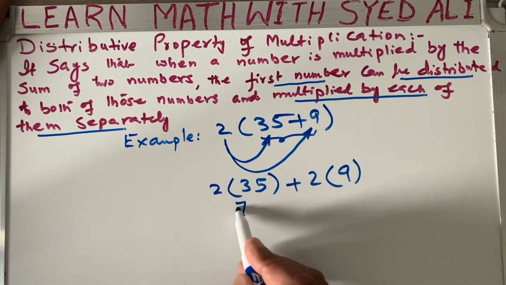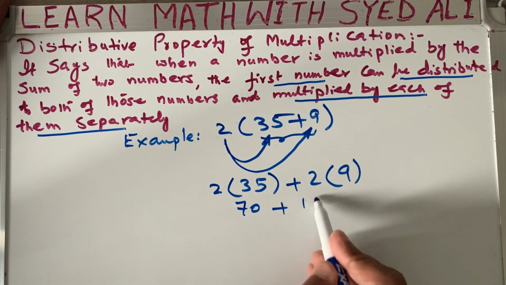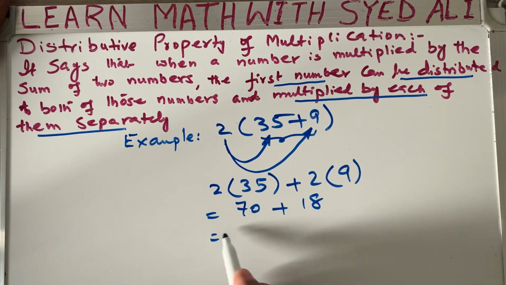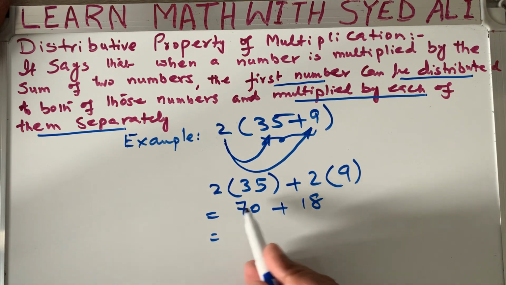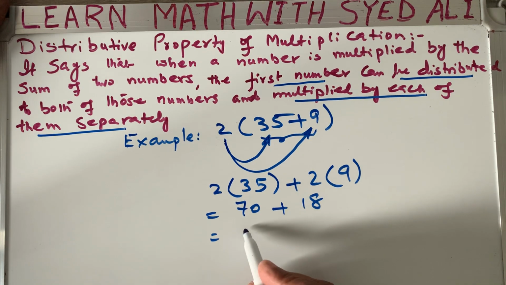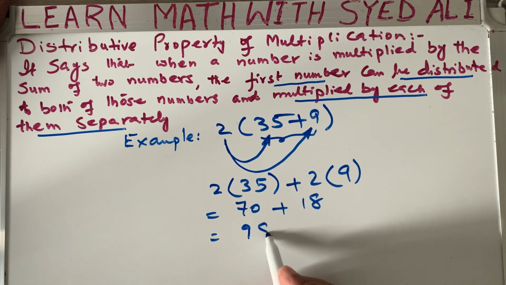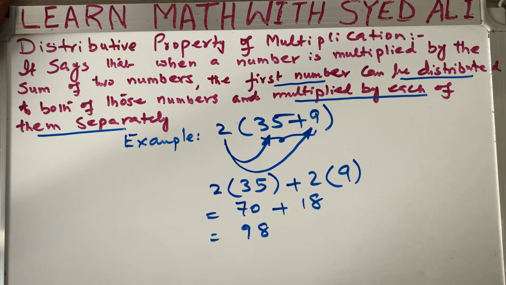Now I am multiplying separately. So this is 70, this is 18, and that comes out as 98. 35 times 2 is 70, correct? So this is the way the distributive property of multiplication is defined.